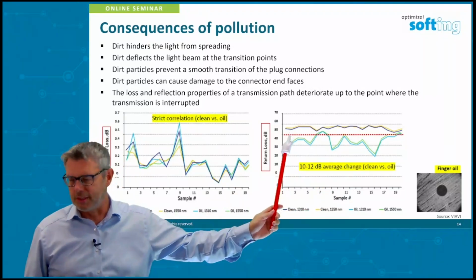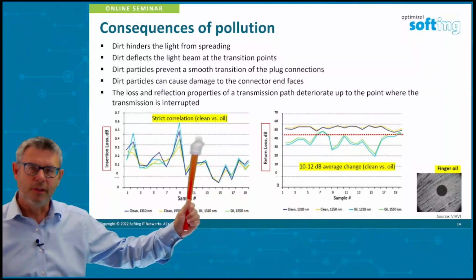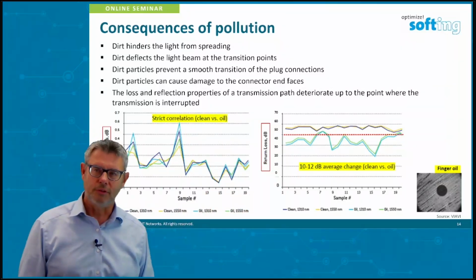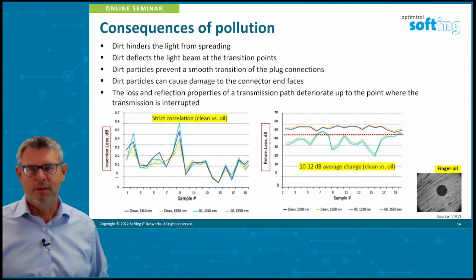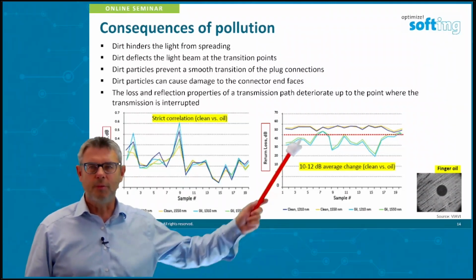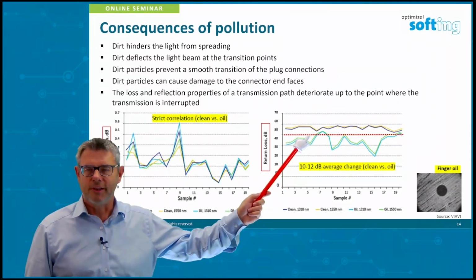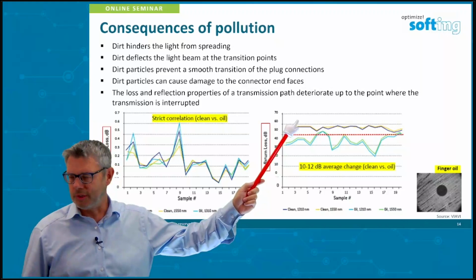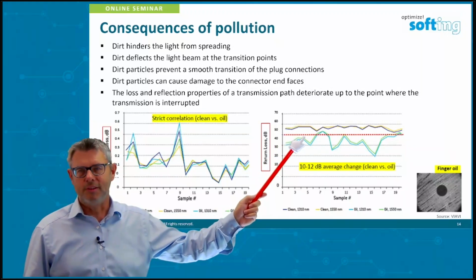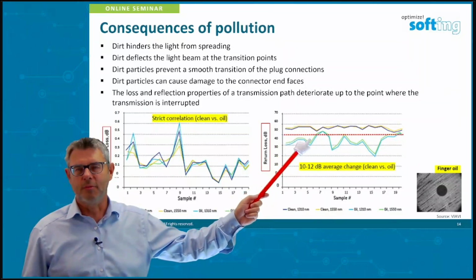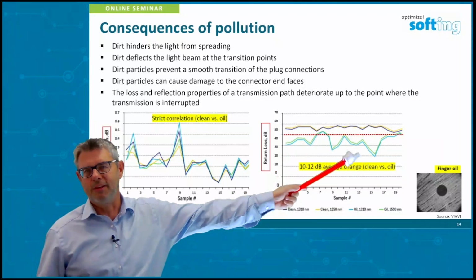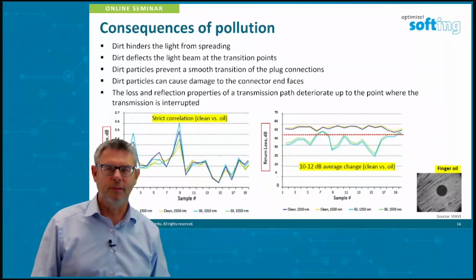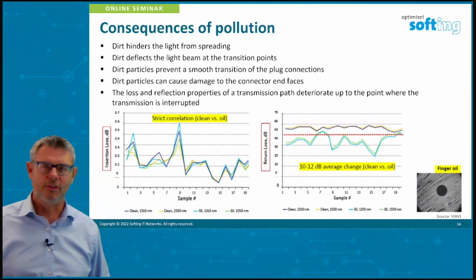And you see this red line here, which is at 45 dB. This is the reflection value for a single mode connector, and the single mode connector should not be beyond this red line. You see the first measurements, done with the clean connector, everything is fine. We are always on top of these 45 dBs. And now when only this little finger oil comes into the game, you see the difference here. We're about 20 dB different in the reflection value.